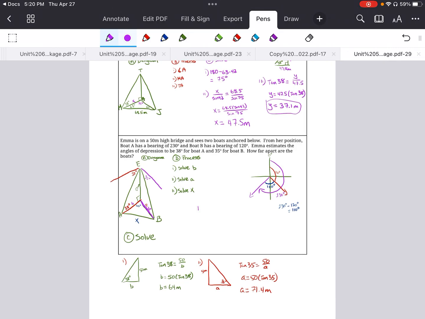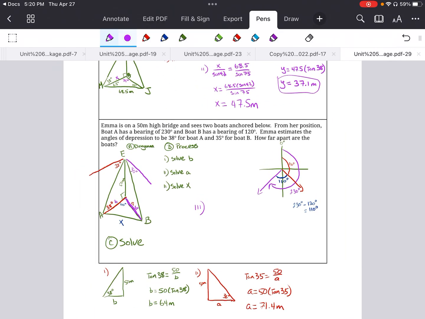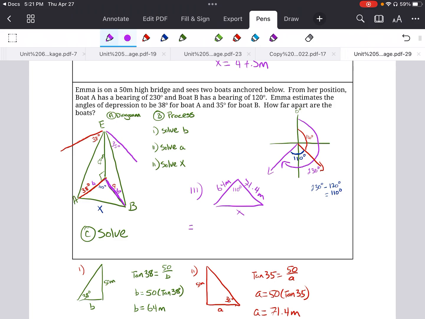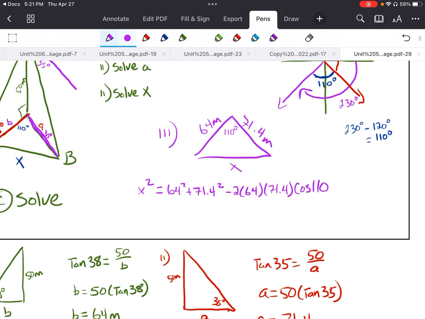And I'm actually going to do that up here where there's space. And I'm going to redraw the bottom triangle there. We're looking for x. We have 110 degrees there. And we just figured out this length is 64 meters. This one is 71.4 meters. So we can do cosine law. 64 squared plus 71.4 squared minus 2 times 64 times 71.4 times the cos of 110. Okay, cos bigger than 90. It's in the second quadrant, so it will be negative.